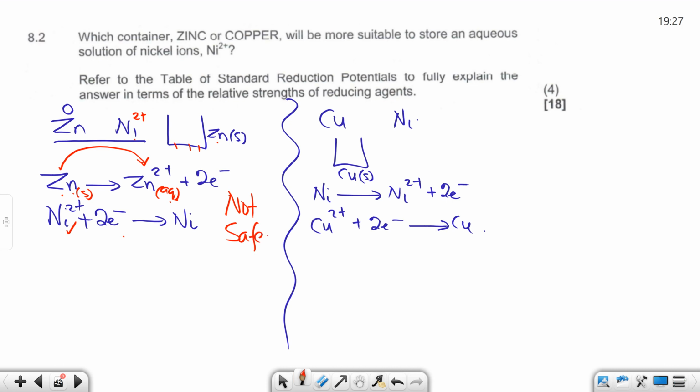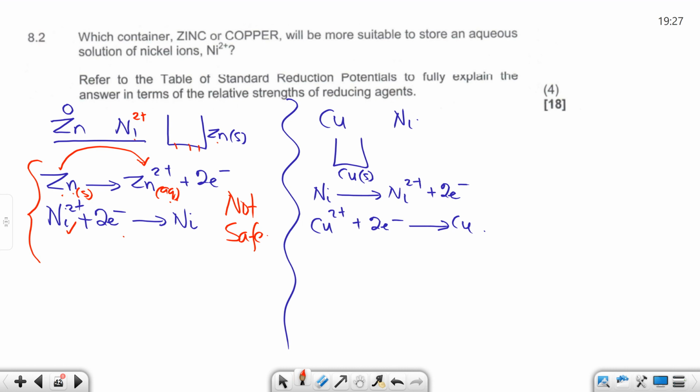It's exothermic. It's spontaneous. This reaction is what? Spontaneous. Why? It happened. So if you put nickel compound into the zinc container, this is the reaction that will take place. By the time you come back, you'll find your container gone. It has been eaten up. By what? By the nickel.